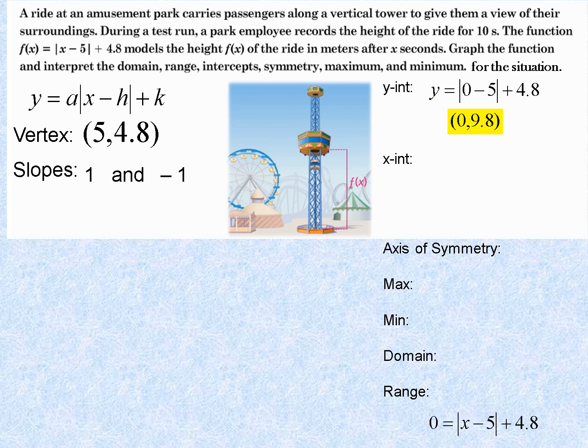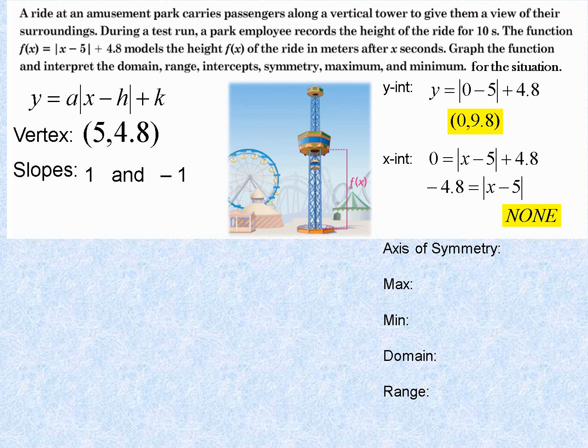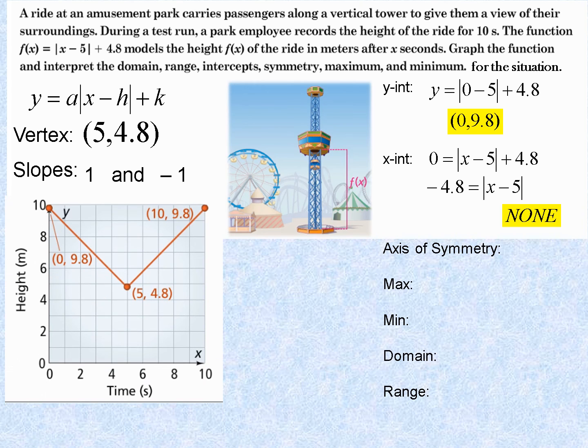For the x-intercept, I get 0 equals, because we plug in 0 for y, the absolute value of x minus 5 plus 4.8. But wait a minute. Absolute value cannot equal a negative. So there are no x-intercepts. So we graph. I graph the vertex, and then I go up 1, over 1, up 1, over 1 to come up with this graph.